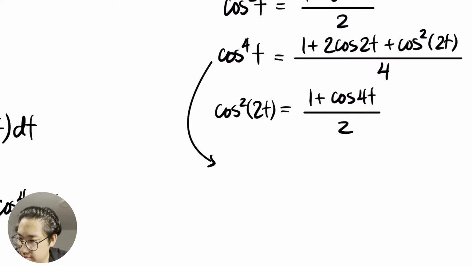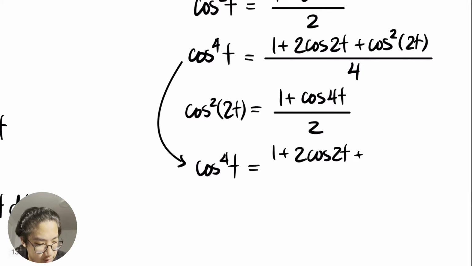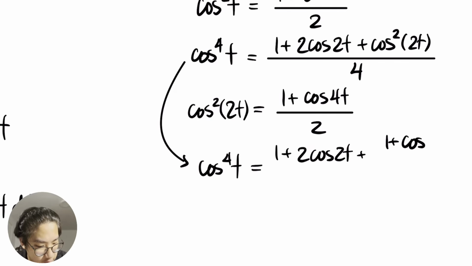How did I write it? Yeah, so cos 4t is equal to 1 plus 2 cos 2t plus this right over here, so plus cos 4t over 2. And this is all being divided by 4.